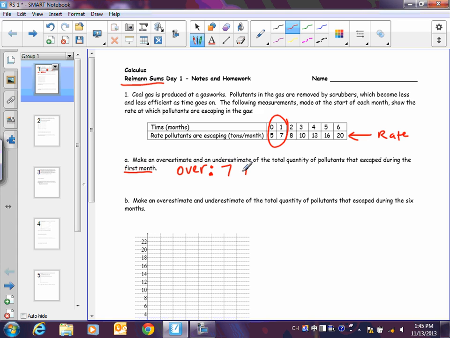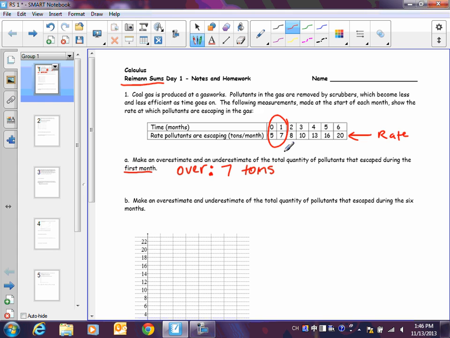7. Okay, so let me explain why. At the beginning of the month, I'm not telling you that it's 5 tons at the start. That's not what this is saying. It's saying that at time equals 0, these pollutants are being released at a rate of 5 tons per month. So if they were to continue at that same rate, it would be 5 tons every month. But that's increasing. So the highest, 1 month from now, it goes all the way up to 7 tons per month.